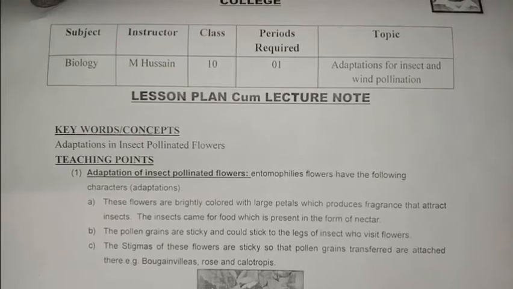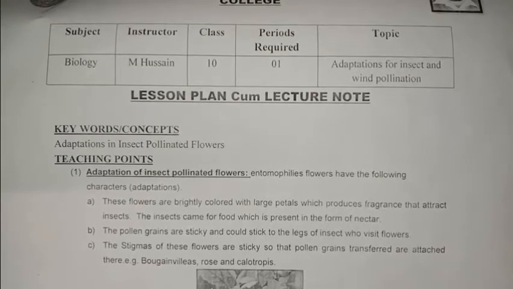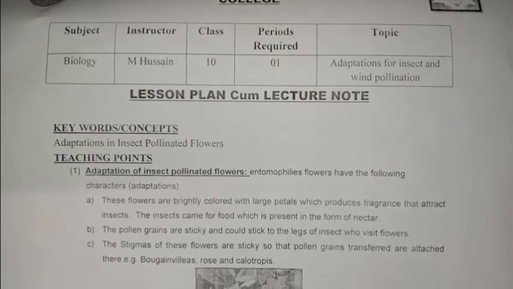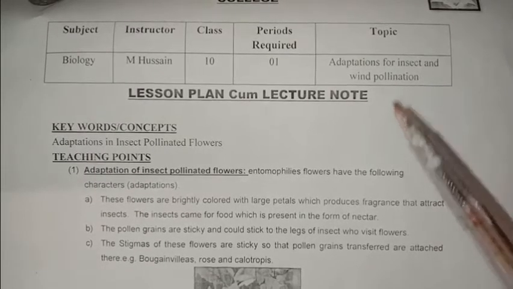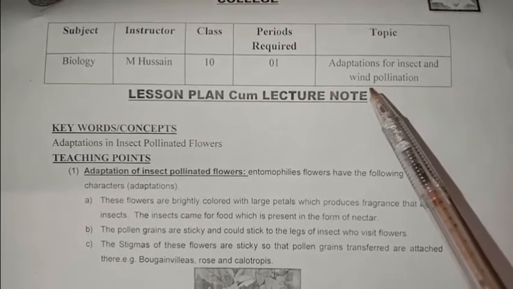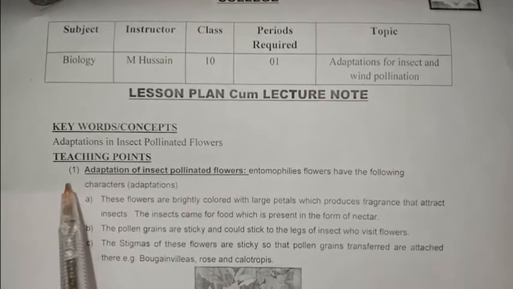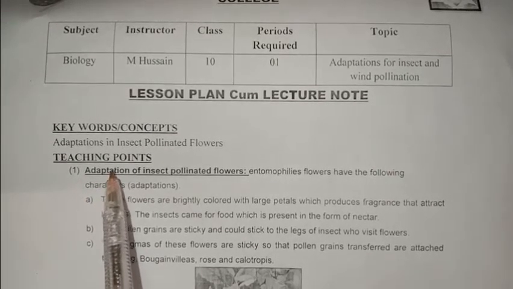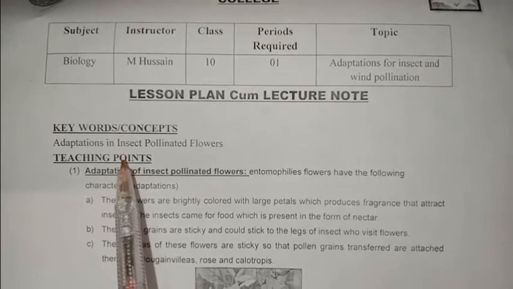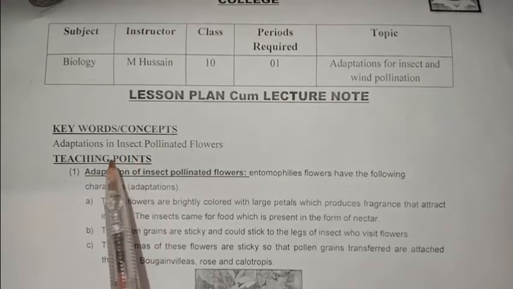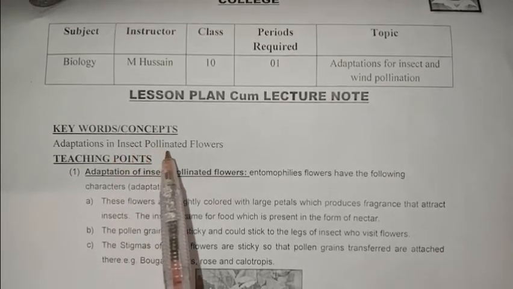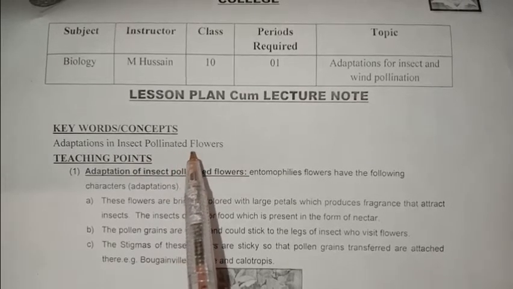Assalamualaikum. Today we will discuss topic number 4 of chapter number 5, adaptation for insect and wind pollination. Now, first, the key concept that we will discuss in this topic: adaptation in insect pollinated flowers and wind pollinated flowers.